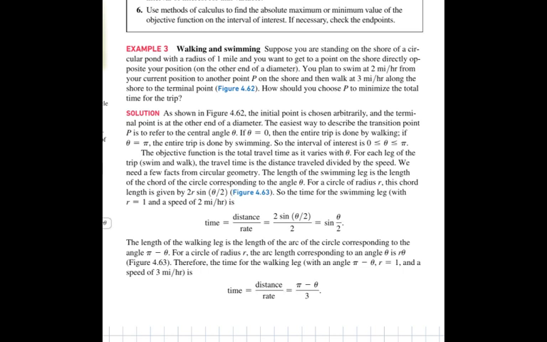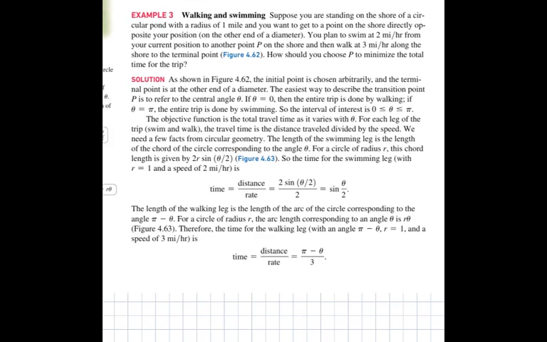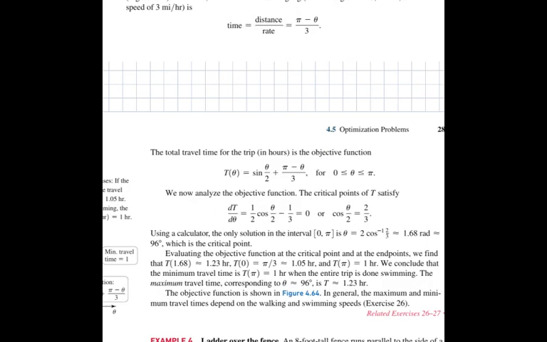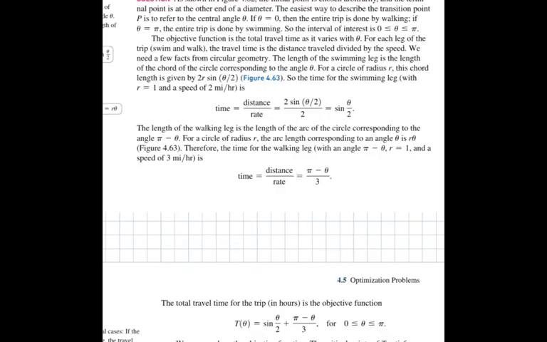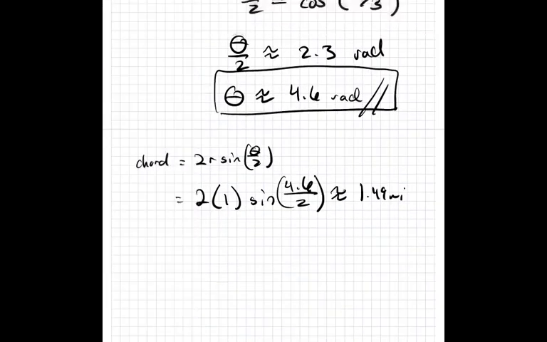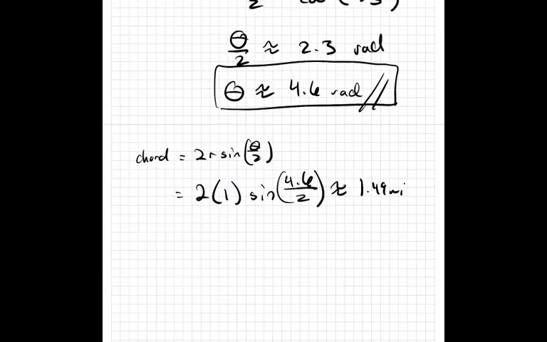Objective function is the total time of travel. So distance equals rate times time. Let me see if I keep going. So the time based on theta, I think this is what we have. Only solution, 2 times the inverse cosine of 2 over 3 is 1.6 radians, or about 96 degrees, which is the critical point. Okay, I think we made a mistake. 1.05 hours. Wait a minute, 4.9. 4.6.